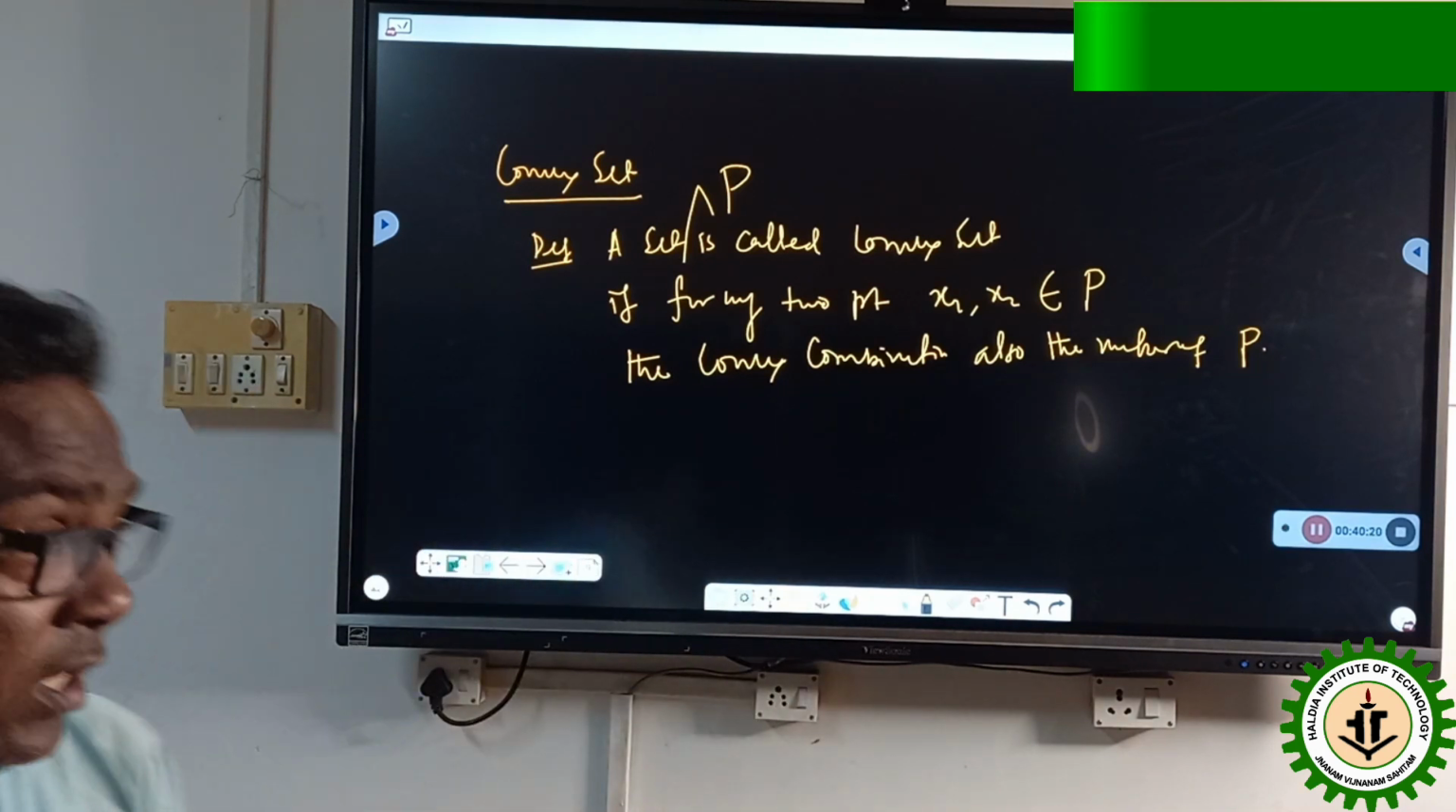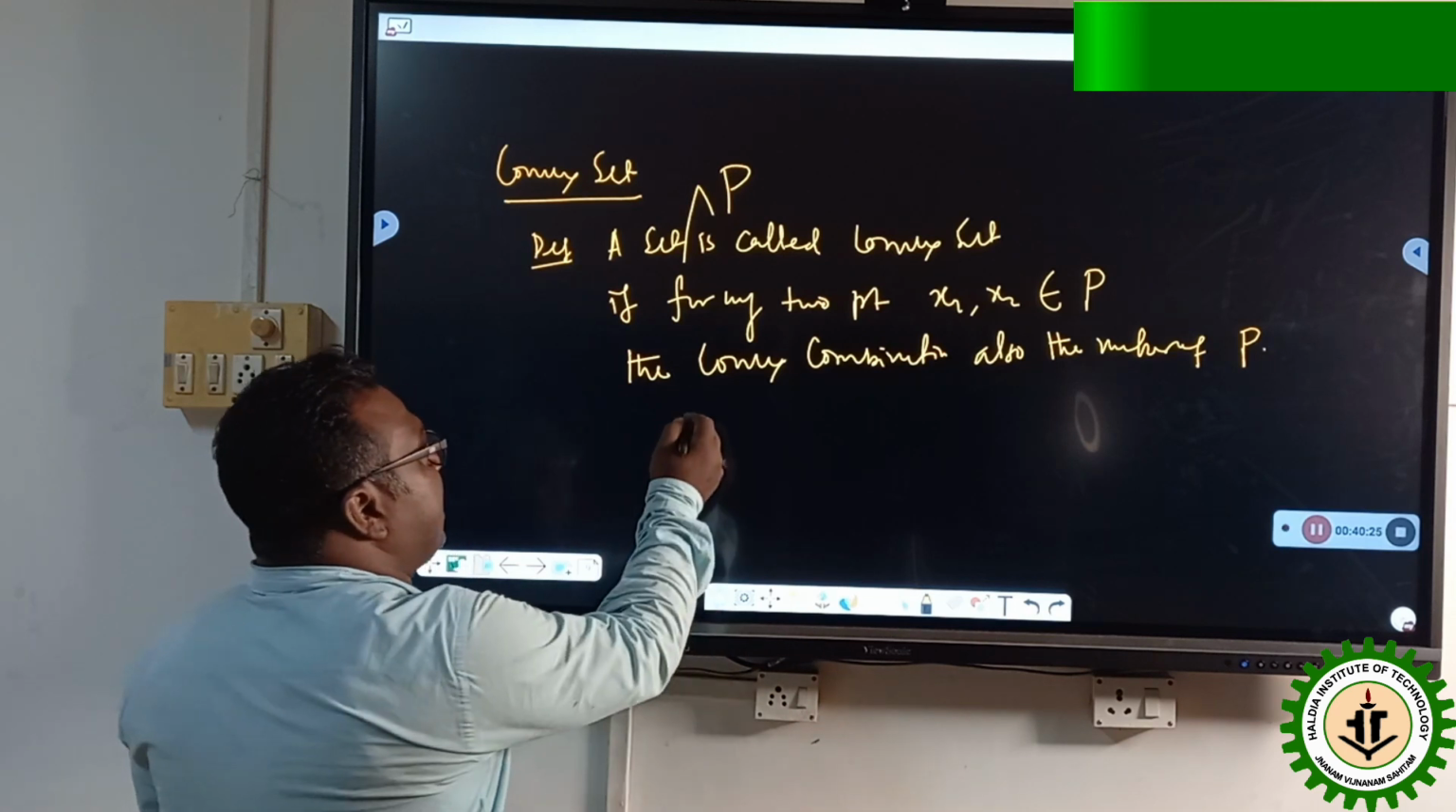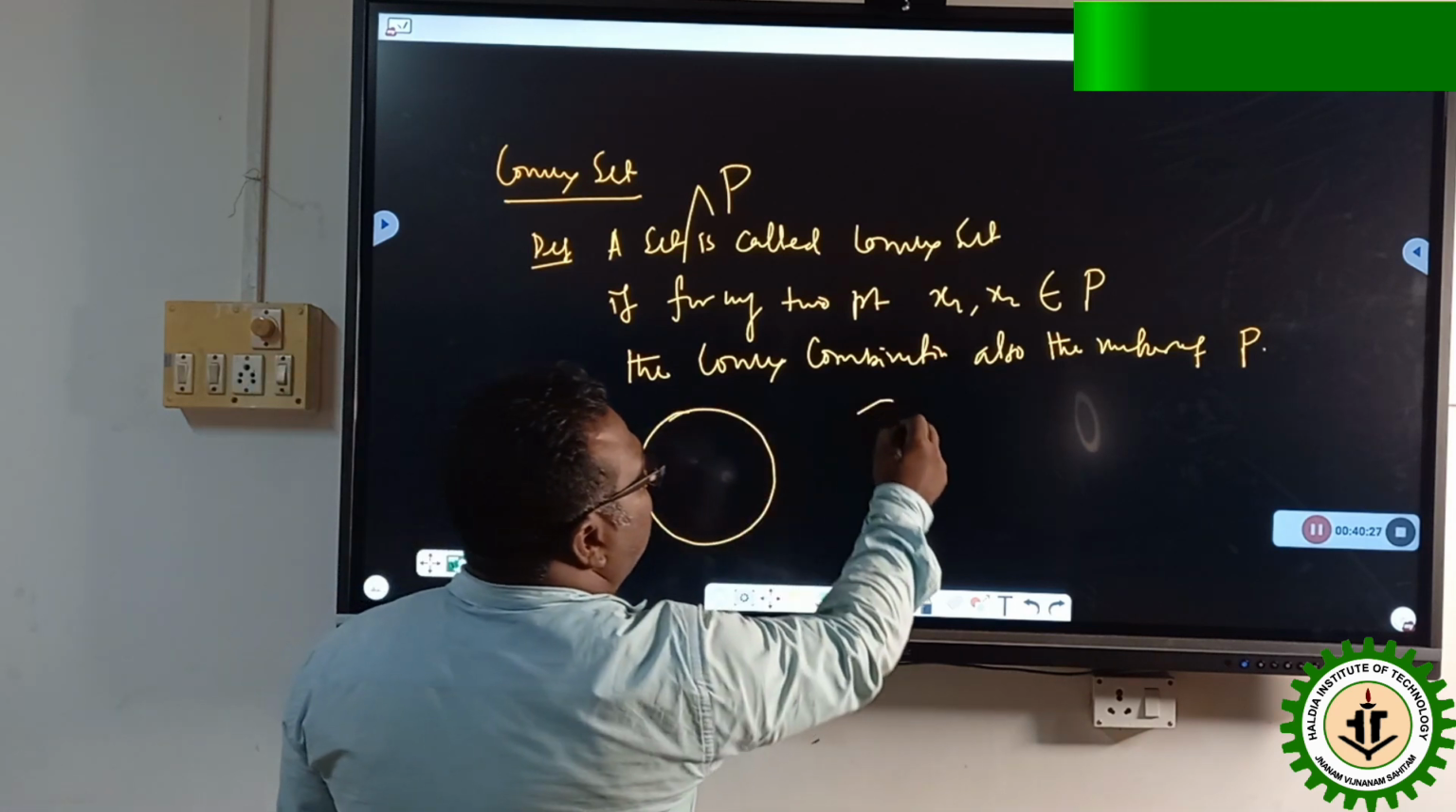Graphically, I will show you how a set, you know that any set can be represented by this type of Venn diagram.